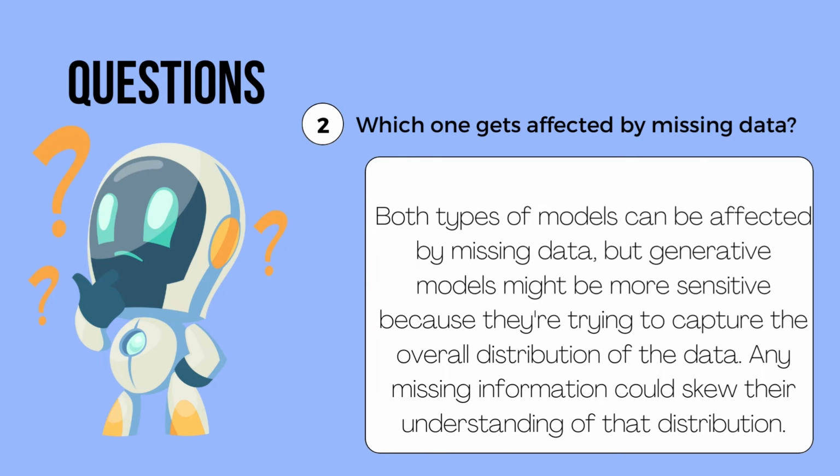The second question is, which one gets affected by missing data? The fact is that both types of models can be affected by missing data. But generative models might be more sensitive because they're trying to capture the overall distribution of the data. Any missing information could skew their understanding of that distribution.